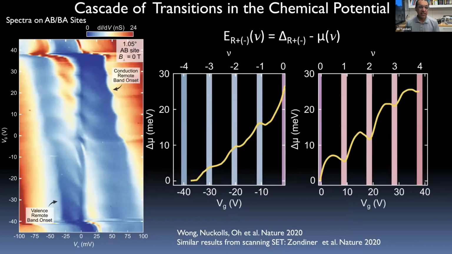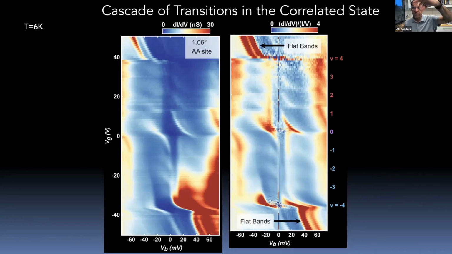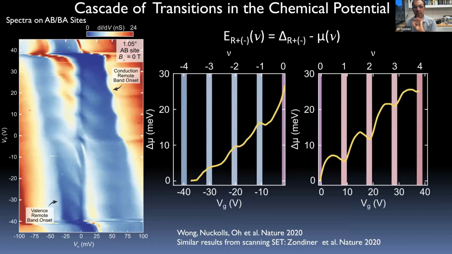What's also interesting is that these measurements I showed you are focused with the tip on the AA sites, but you can put the tip on the AB site. The importance of that is that there you become sensitive to bands that are not close to the chemical potential. We call them remote bands, or bands that are not so flat, but you can still do spectroscopy on them with the STM.